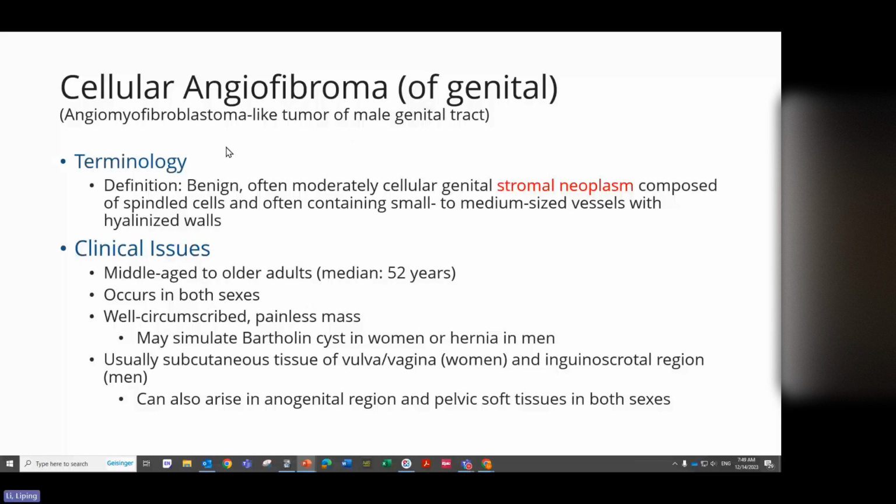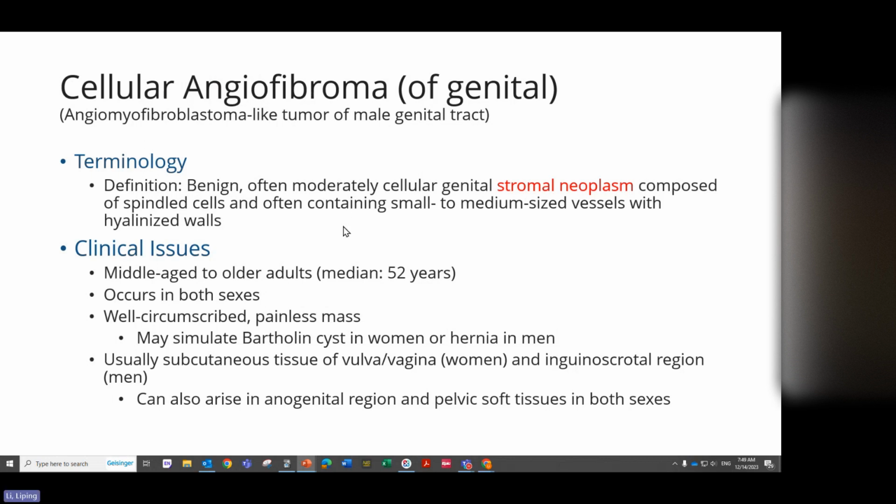Because this is cellular angiofibroma, I would like to add that in the soft tissue part, as far as I know, there are at least 4 entities we call angiofibroma, and all of them are not related. Can anyone name the other angiofibroma entities? What is the location of the others?